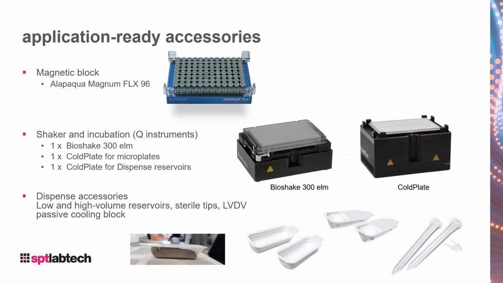We also have a wide range of application-ready accessories. So we've been using the Alpaqua Magnum Flex 96 magnet for our applications in 96 well plates, and we can supply those with the systems. But we plan to accommodate a wide range of magnetic blocks. Essentially anything that works in an SBS format could potentially be used on the system. We've also incorporated a shaker unit, so we use the BioShake 300 ELM, and we also use the Q Instruments cold plate. So these are part of what we call our genomics options kit. These are optional add-ons that can be bought with the system or added later.